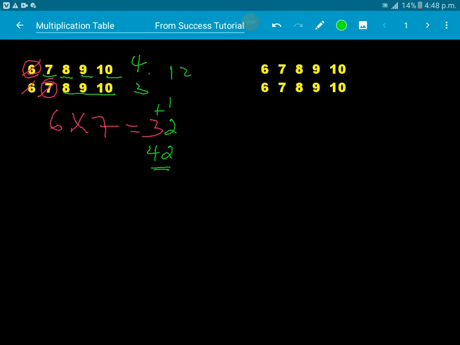Last, you can use, for example, 9 times 9. You can circle 9 and 9, and count 1 2 3 4 5 6 7 8. It is 8. So only 1 digit remains, 1 times 1 is 1.